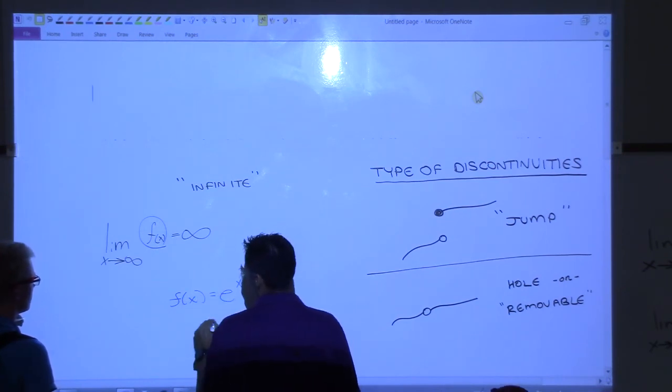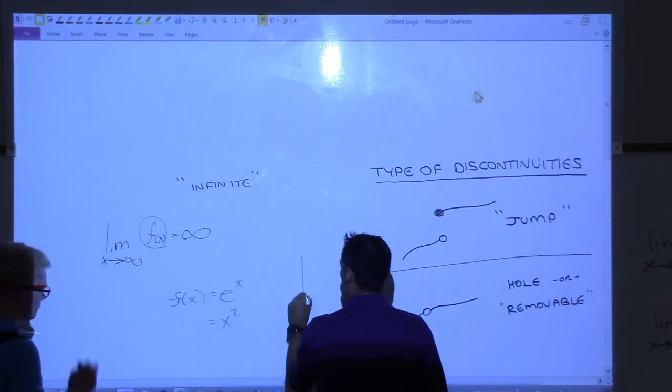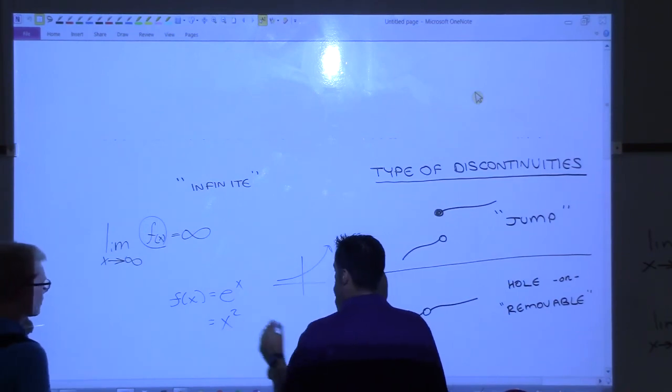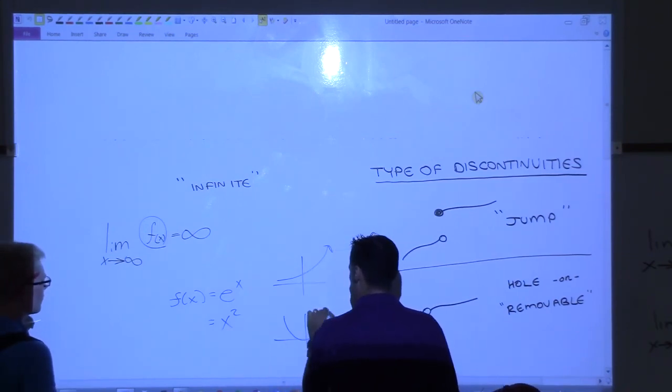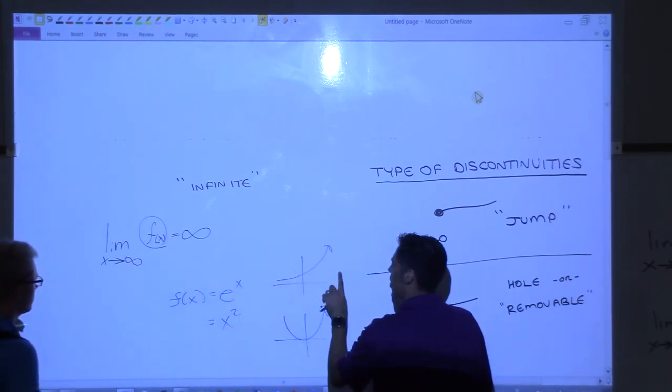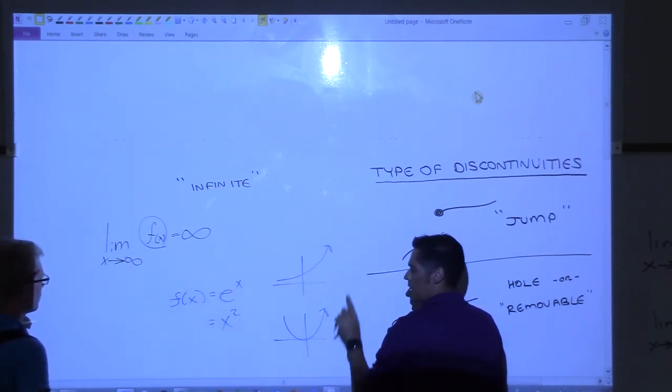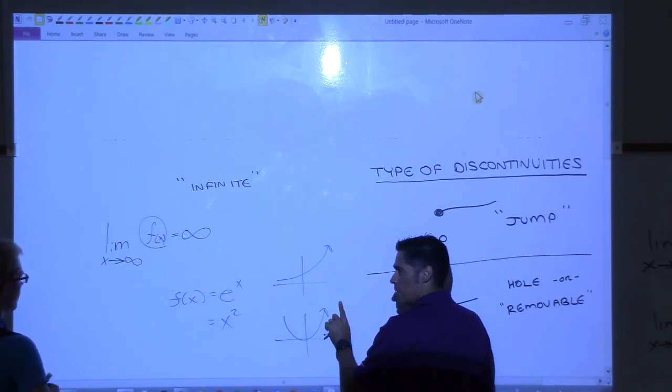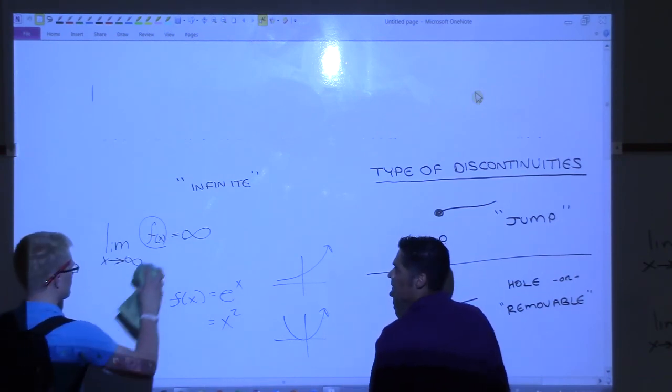I could also give you the function x squared. If you graph that, it goes like that. Graph this, it goes like this, right? So for both of these, as x goes to infinity, the function starts to go to positive infinity, right?